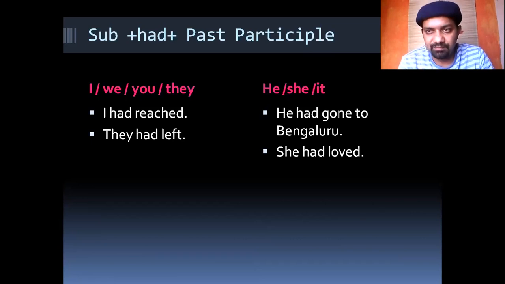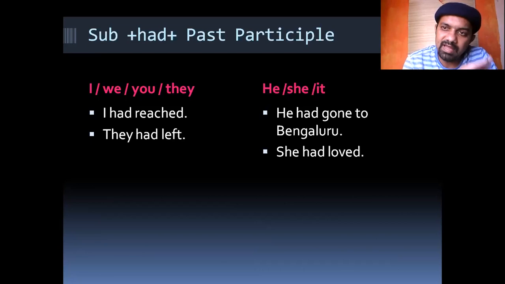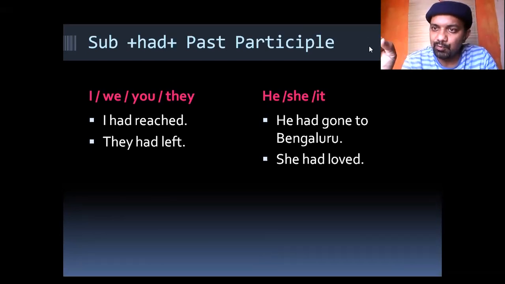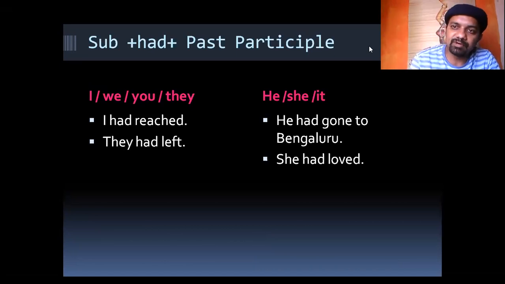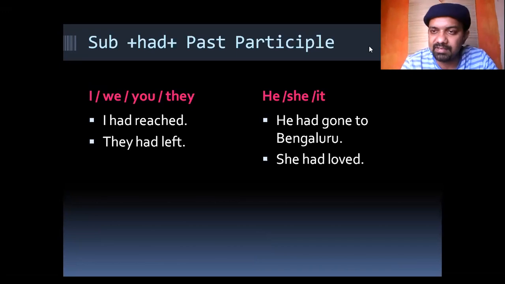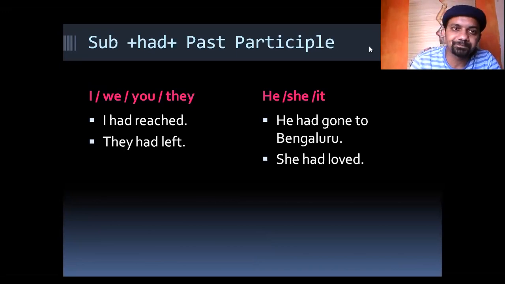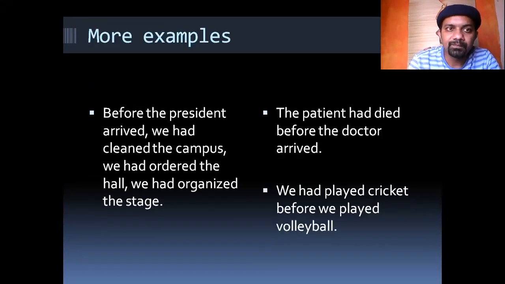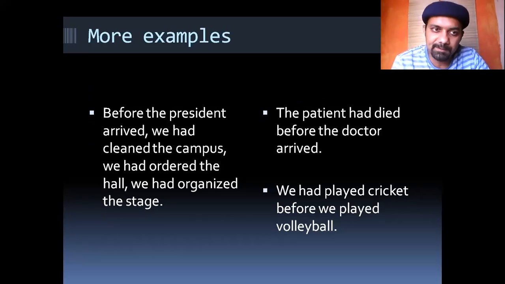I had reached. Past perfect. I plus had plus past participle form of the verb. Had reached. They had left. He had gone to Bangalore. She had loved. Subject plus had plus past participle form of the verb, that will make it past perfect tense. Let us see more examples.